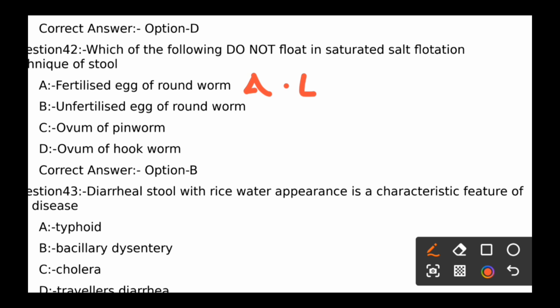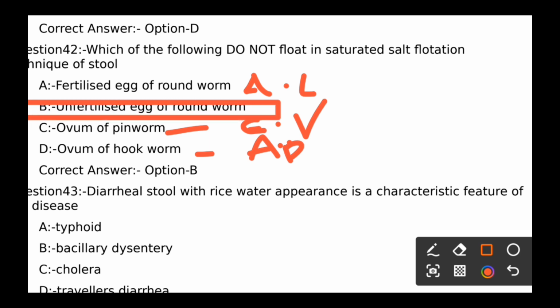Then ovum of pinworm, that is of Enterobius vermicularis, it can also float in saturated salt solution. Next, ovum of hookworm, that is of Ancylostoma duodenale. These three can float in saturated salt solution, but unfertilized egg of roundworm, that is unfertilized egg of Ascaris lumbricoides, does not float on saturated salt solution. So, option B is the right answer.